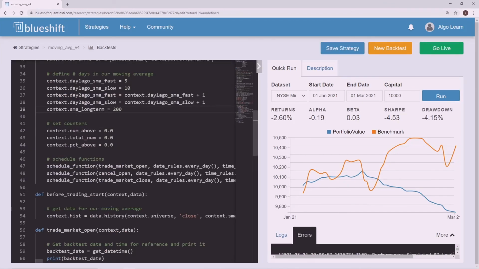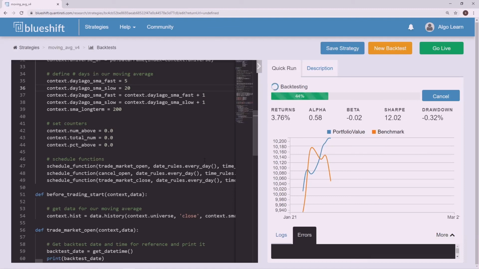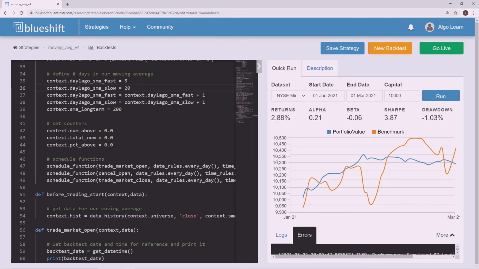I'm going to do something a little different here. I'm just going to change it to a 20-day moving average for our slow instead of a 10. I just want to see what the difference might be by going with a little slower line instead of the 10-day line. Yeah, a little better performance. Still nothing to write home about, but still, just something to take a look at.